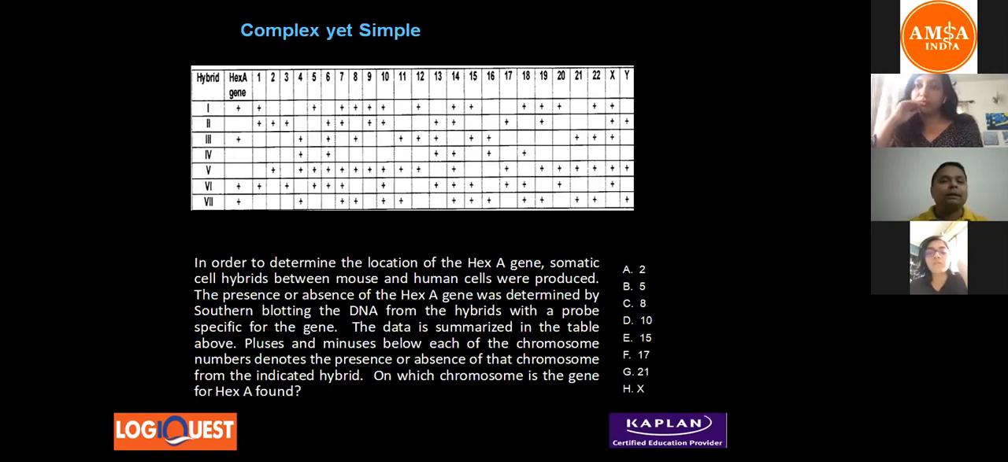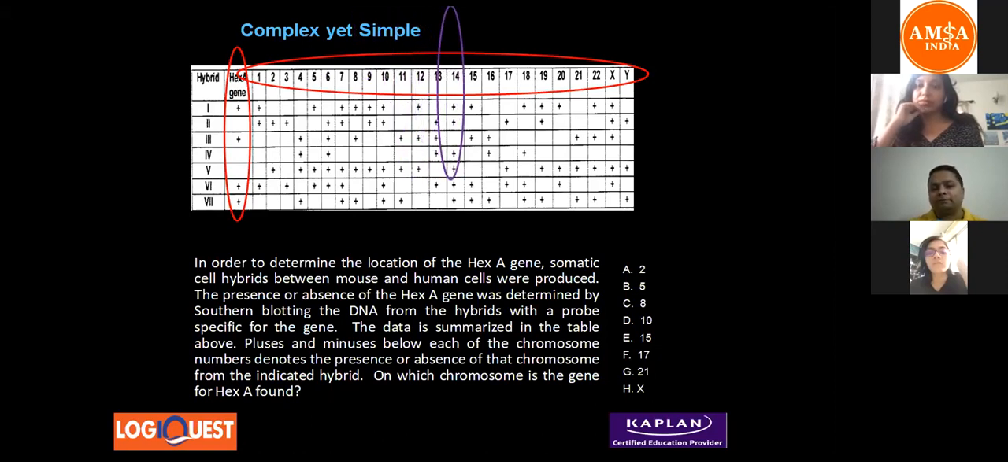So on my left side, you can see there's a Hex A gene, which is like a plus minus plus minus minus plus plus. And all I'm expected to do in this particular question is find a replica of these on one of these 23 chromosomes, right? So I can find a replica of this on chromosome number 15, and that becomes my answer.